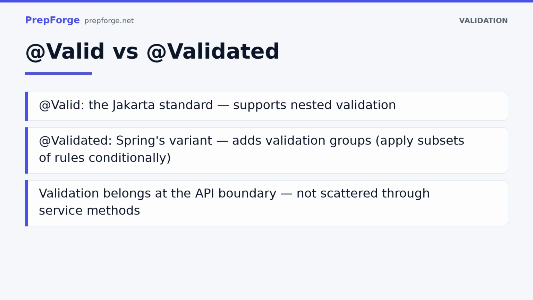And the final design point: validation belongs at the API boundary, not scattered through your service methods. Say that, and you've shown architectural thinking, not just annotation knowledge.